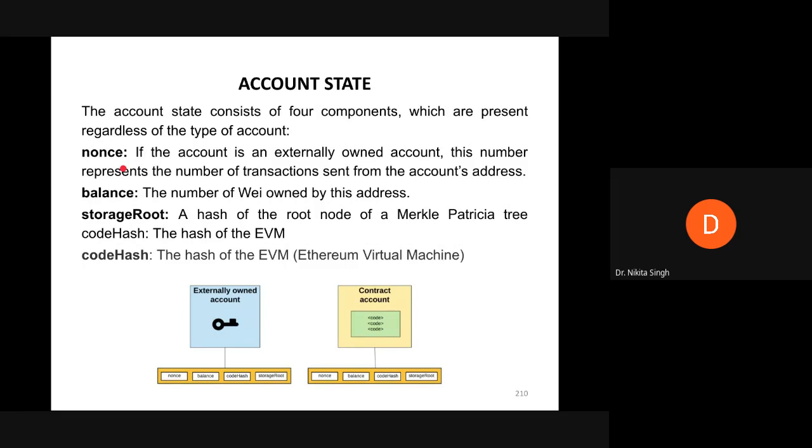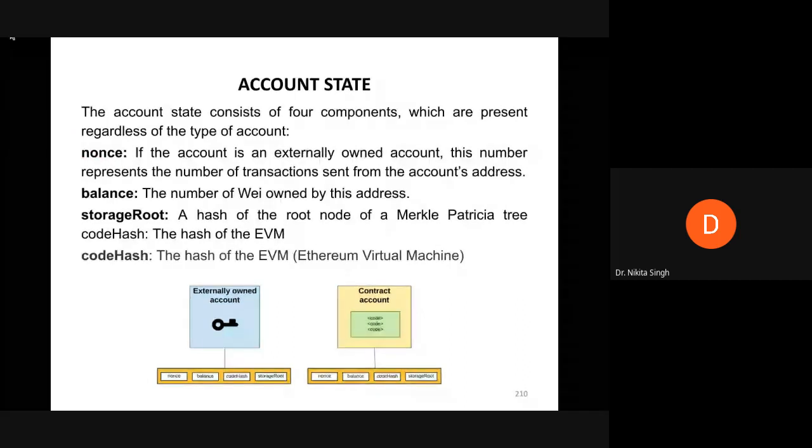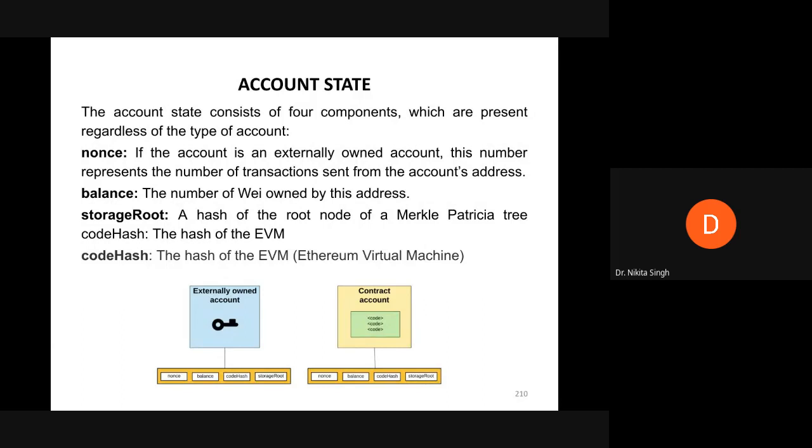Now, can anybody tell me what nonce means with respect to Bitcoin? Anyone? We have already used this term nonce. Can anyone tell me what this term meant when we were talking about it with respect to the Bitcoin blockchain? Anyone? Any one of you who could tell me what nonce means?